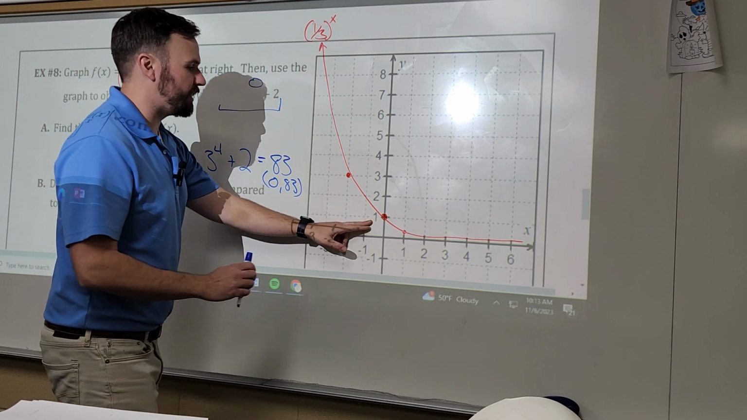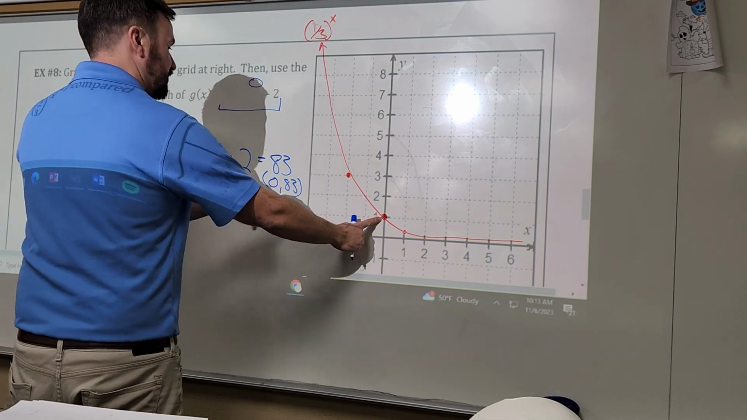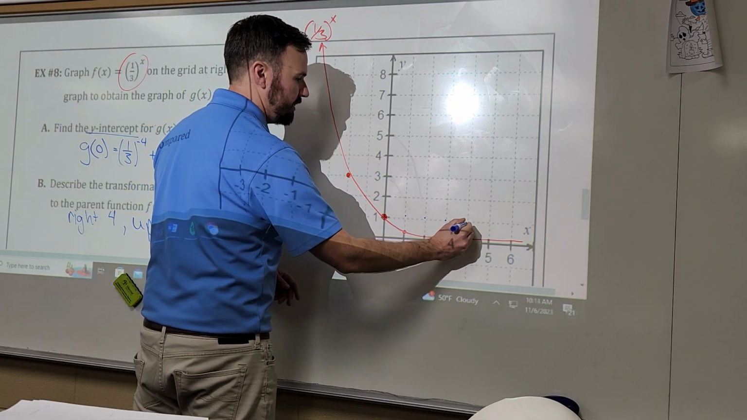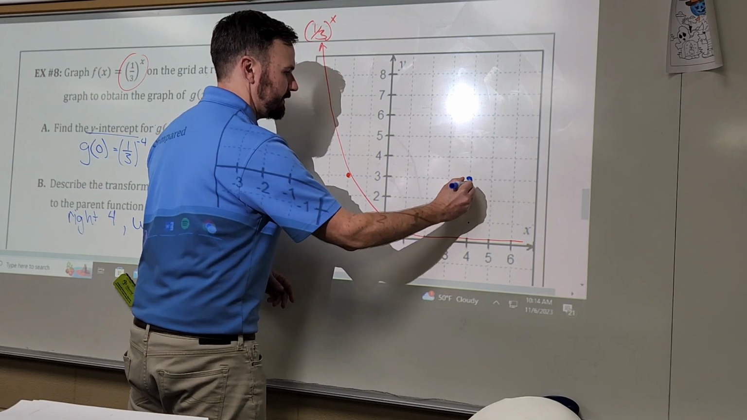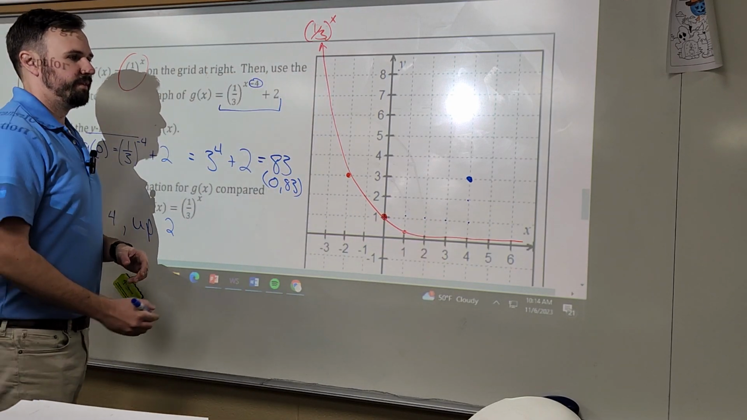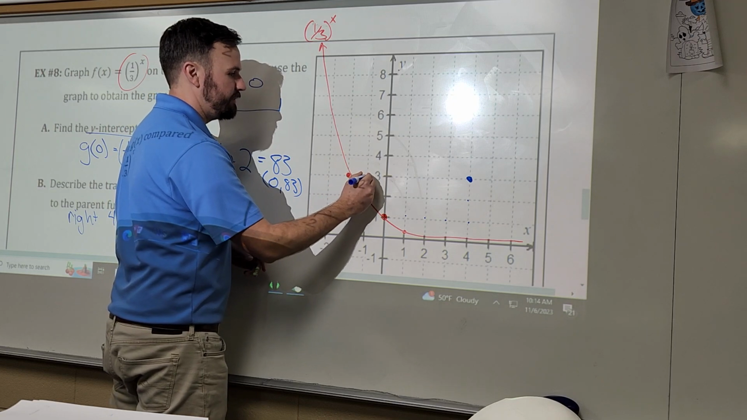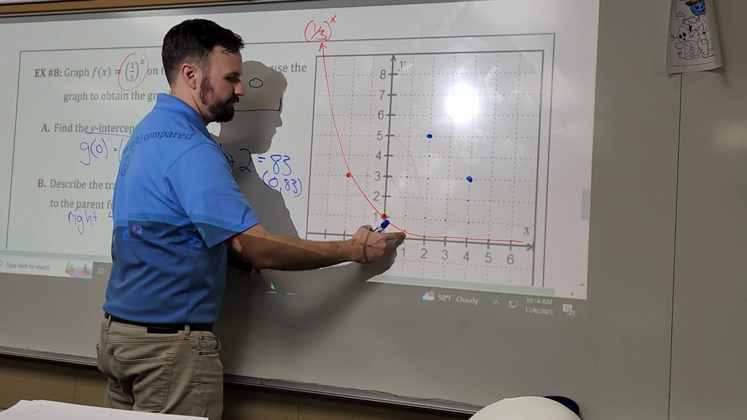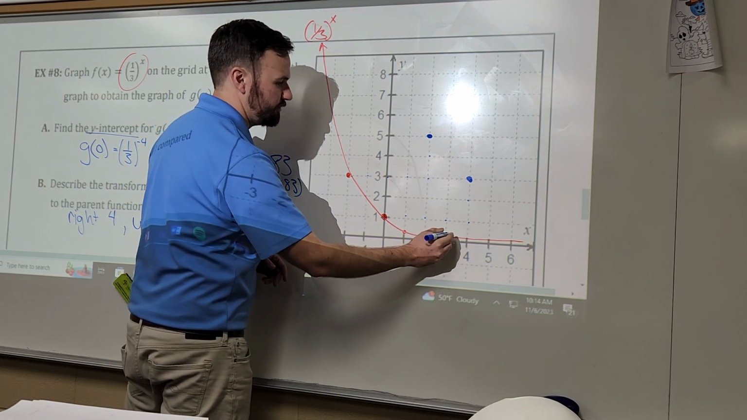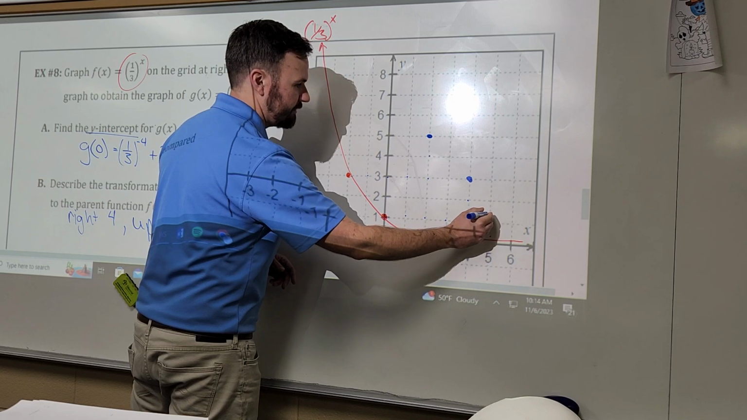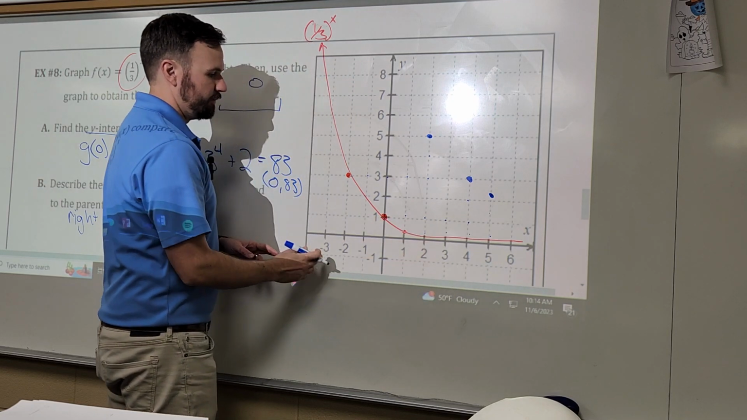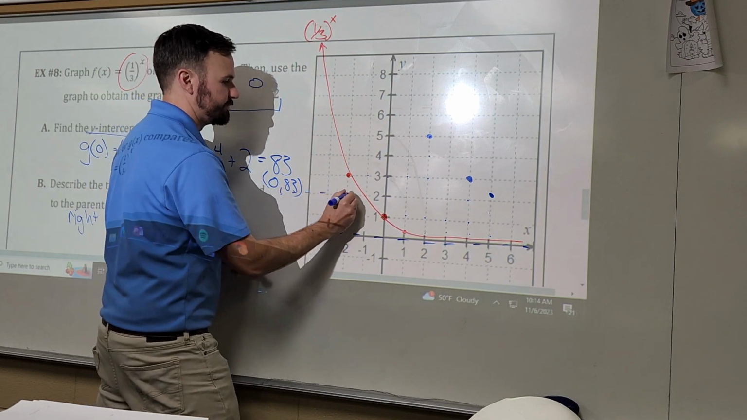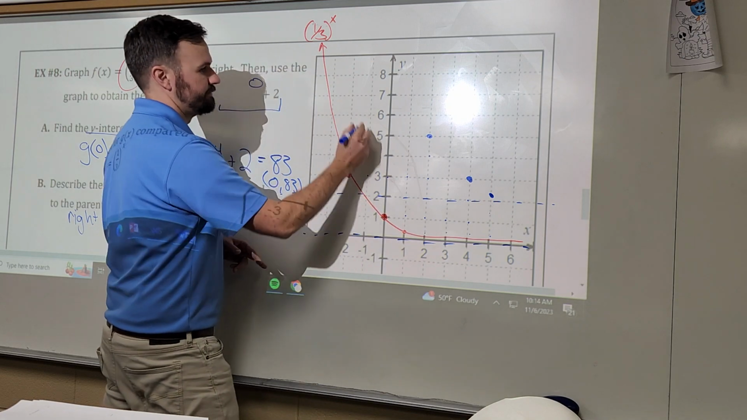So if I go to my original graph, I'm going to take my original y-intercept. I'm going to go right 4: 1, 2, 3, 4, up 1, 2, right? I'm going to take this point, go right 1, 2, 3, 4, up 1, 2. What's going to happen to my asymptote? It's going to go up 2, right? So my new asymptote is y equals 2.